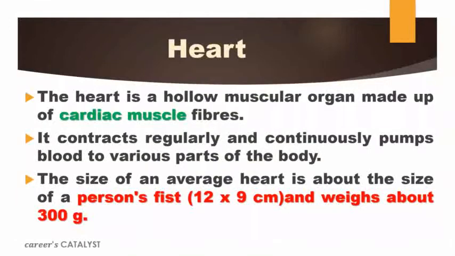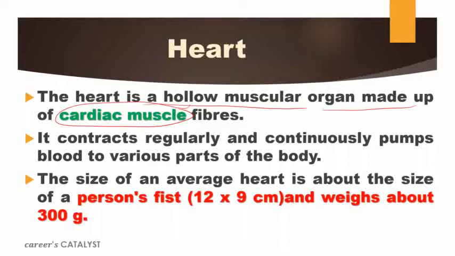The heart is a kind of double pump system. It always helps to pump the blood throughout the body. If we talk about the heart, it is a hollow muscular organ made up of what? Cardiac muscle. As we already know, cardiac muscle is a special type of muscular tissue which is exclusively present in our heart only.